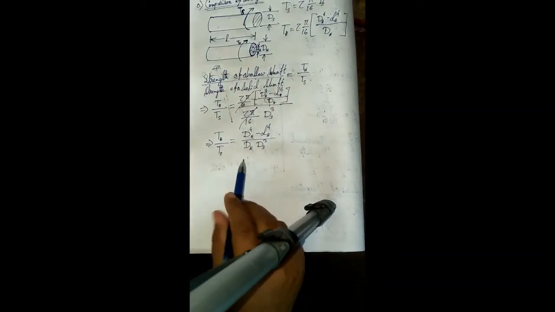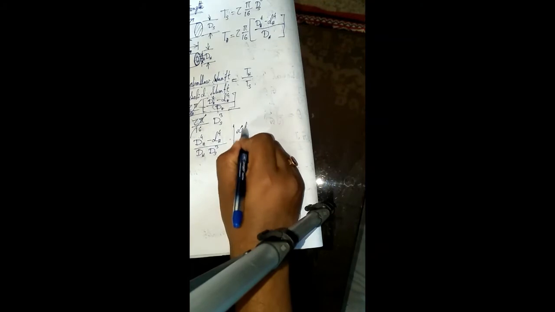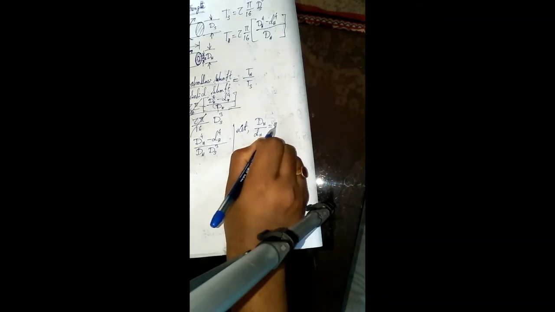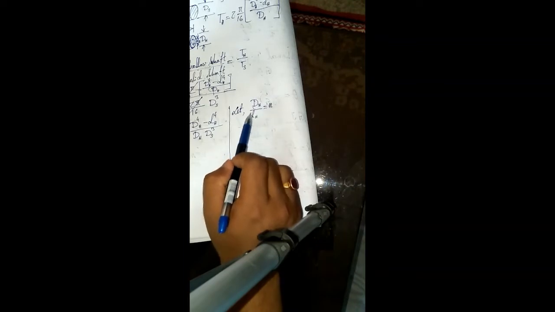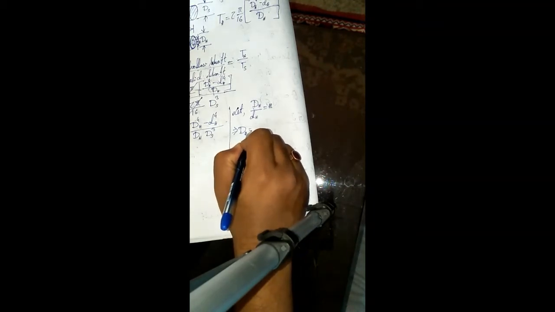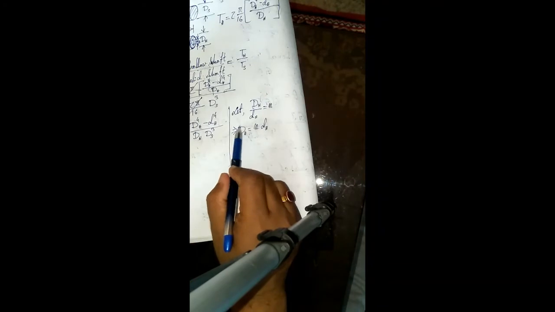We can write, let capital DH by small dh is equals to n. If we divide the value of capital D by small d, then we get a number or a constant. That means the outer diameter is n times the inner diameter. Now we are going to substitute this capital DH value into this equation. So see what happens.